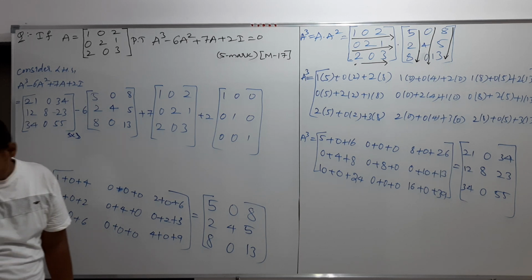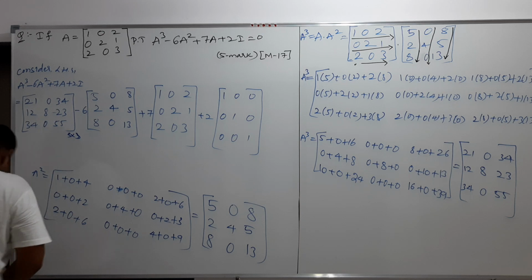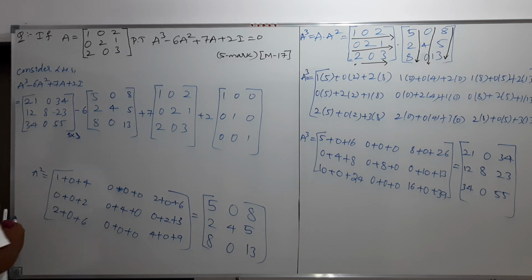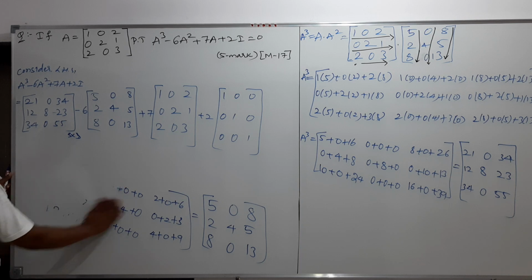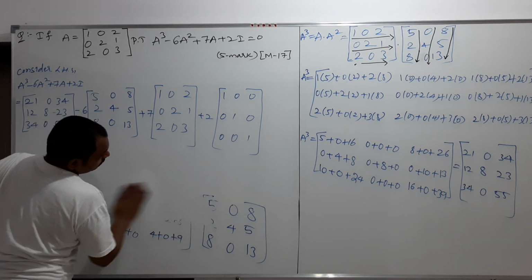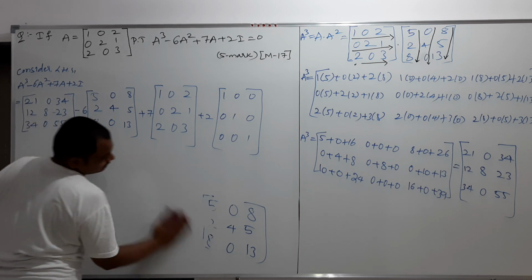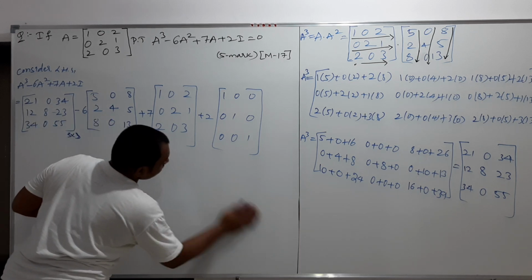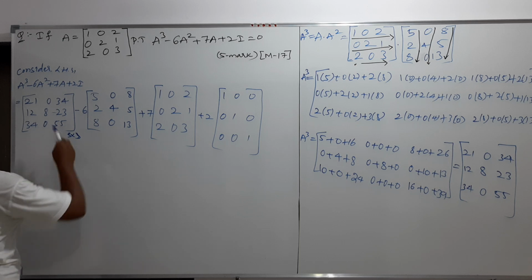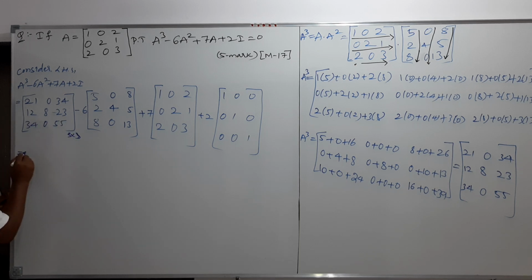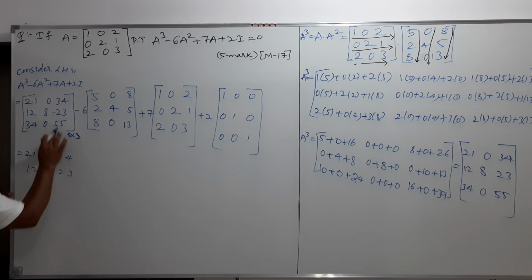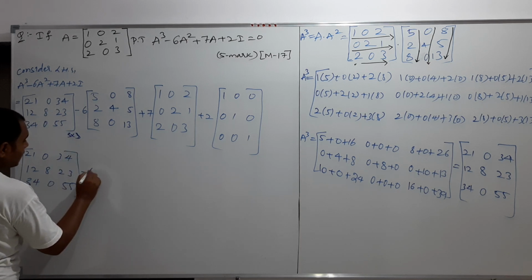Clear? Next, my dear friends, we should substitute the values here. All these values I am going to substitute and simplify. So this value I should get as a 0 matrix. So here, my dear students, this is equal to 21, 0, 34, 12, 8, 23, 34, 0, 55. Write this matrix as it is. Clear? Next, my dear students, minus as it is.